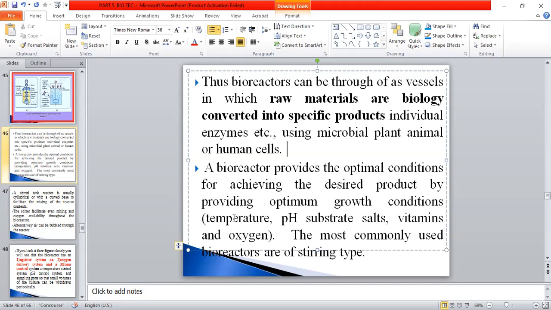And then vitamins and also oxygen. Vitamins are very, very essential. Some of the cultures will grow in a very rapid manner.